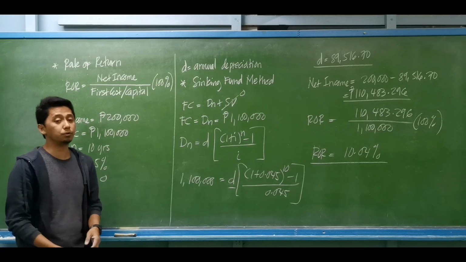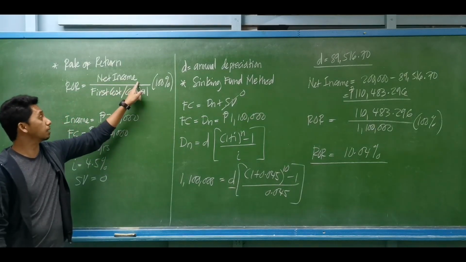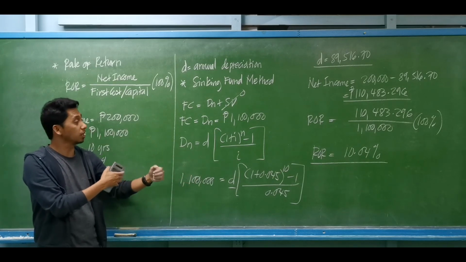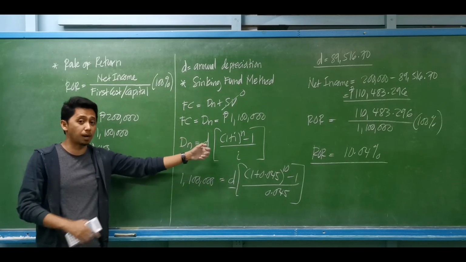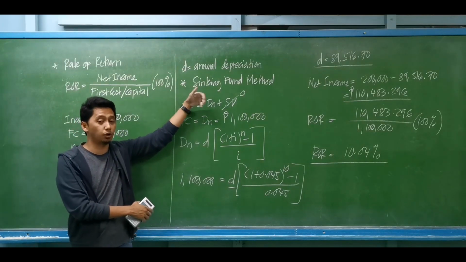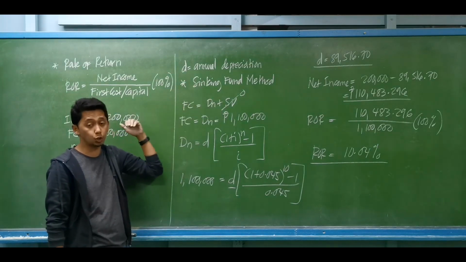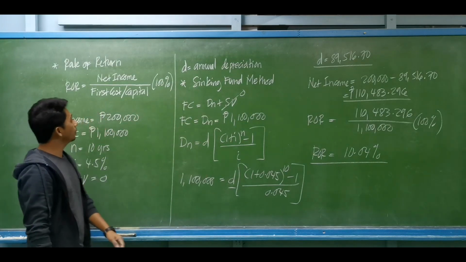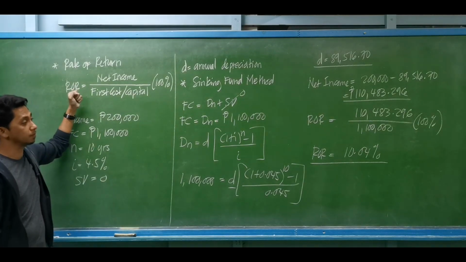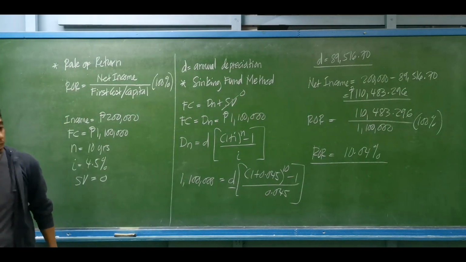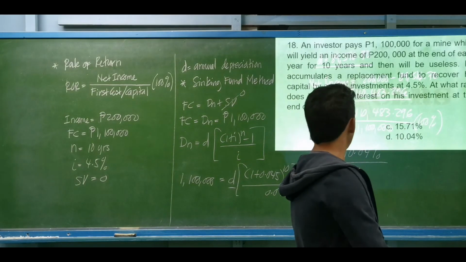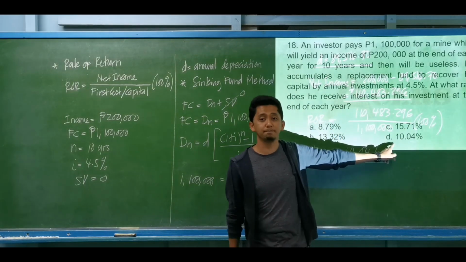So all you have to do when computing for the rate of return is determine the net income, that is your gross income less your expenses or your cost. If it is not stated in the problem, take note that we have a depreciation cost. It is a hidden or indirect cost, and you need to deduct that. Then the net income divided by your capital will be your rate of return. So let's check the choices. This is letter D, 10.04.